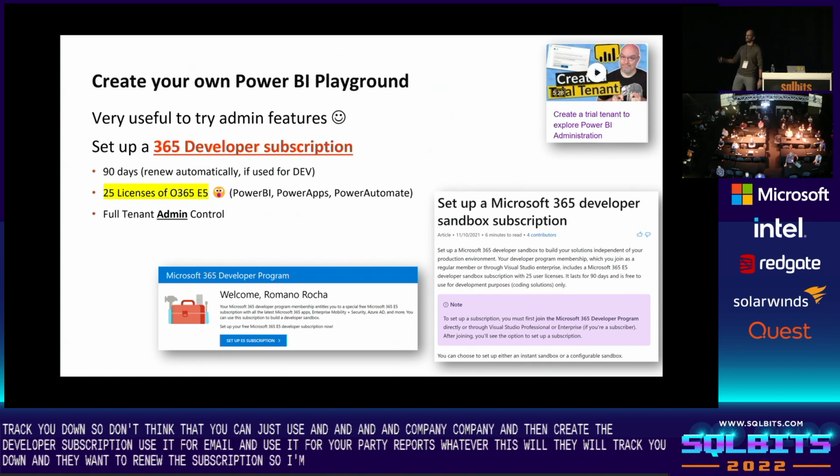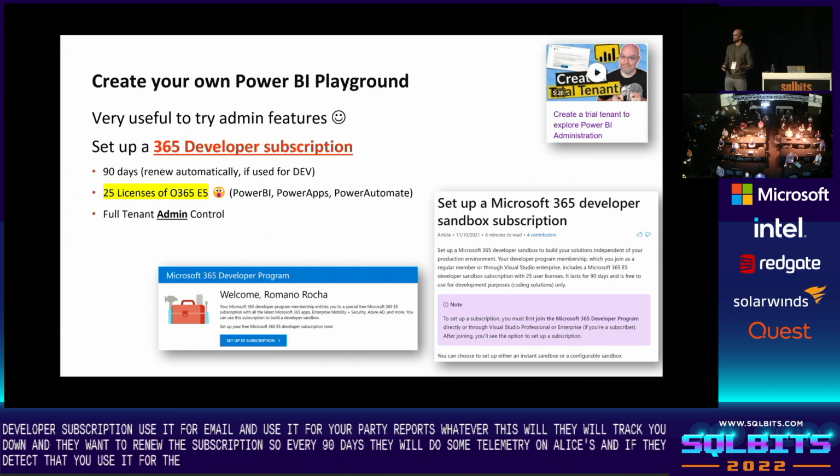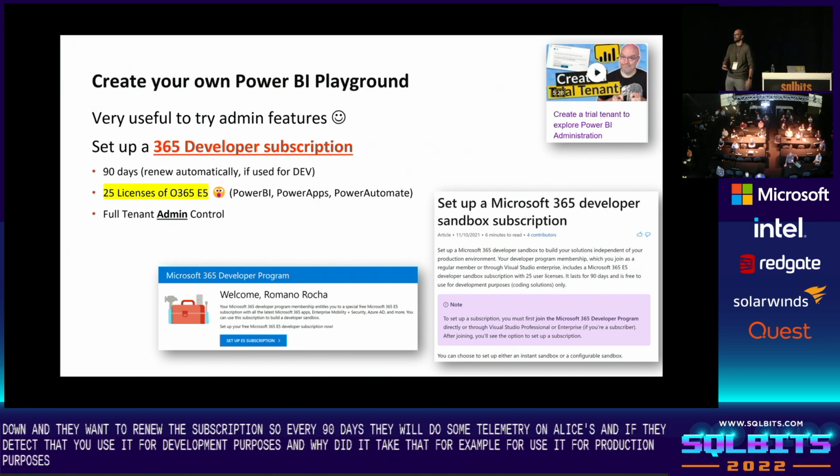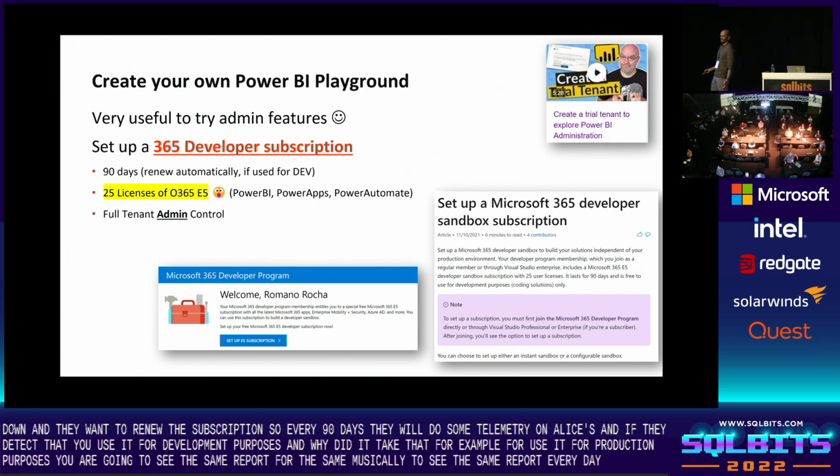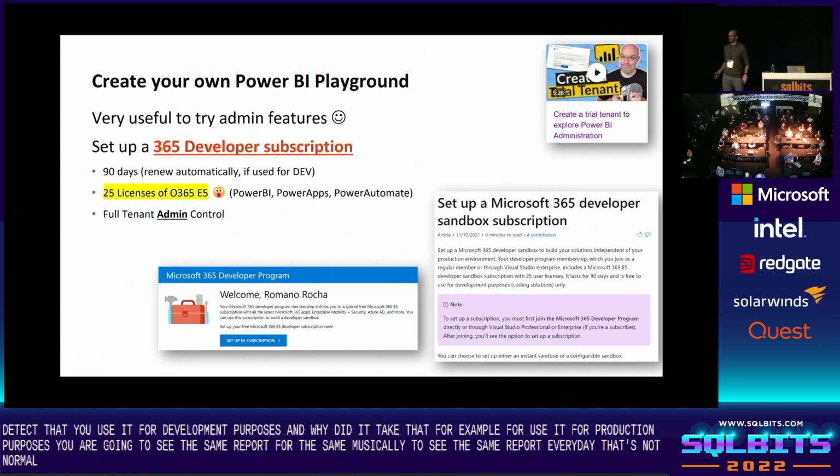Every 90 days, they will do some telemetry analysis, and they detect if you use it for production purposes rather than development. Why do they detect that? For example, if you use it for production, the same user is going to see the same report every day. That's not normal. This is not development.